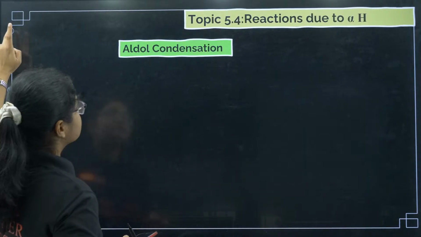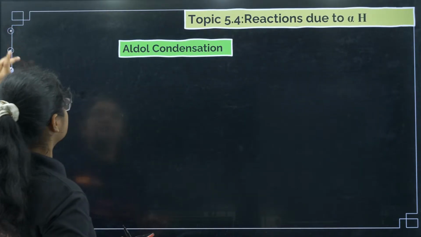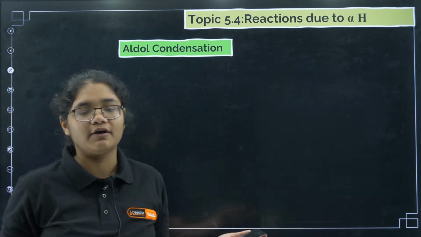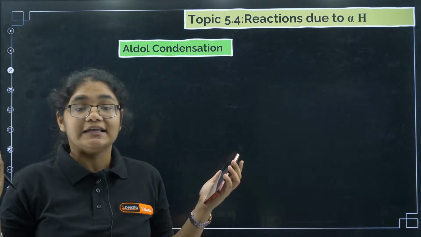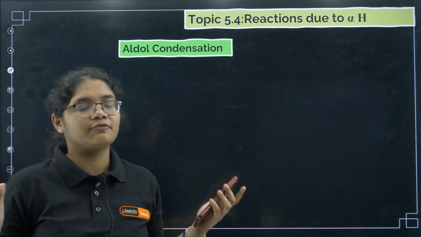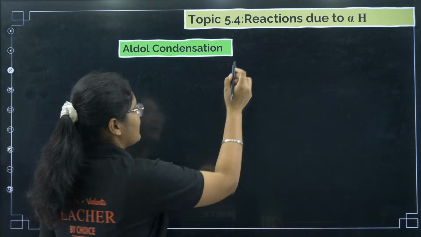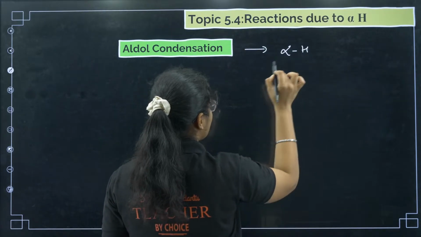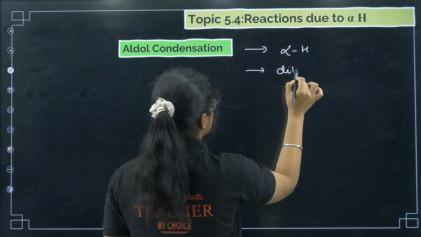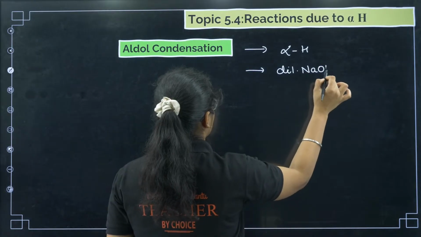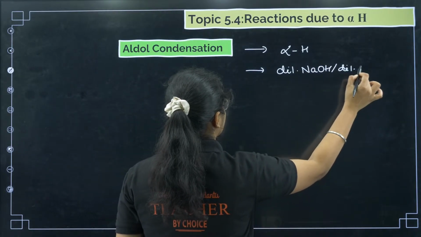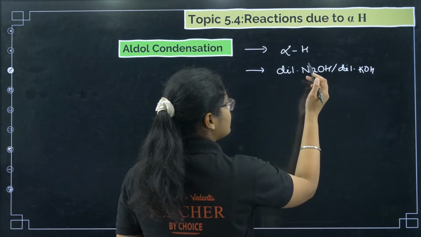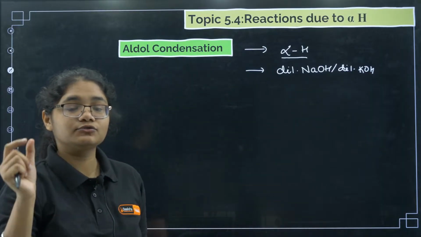Next, moving to aldol condensation. See, in aldol condensation, nothing much you have to do. I will tell you a very easy and simple trick that you have to follow. First of all, remember that for aldol condensation, you need to have an alpha hydrogen. The reagent required should be dilute NaOH or dilute KOH. Now, what is alpha hydrogen? It means the carbon next to the carbonyl group.